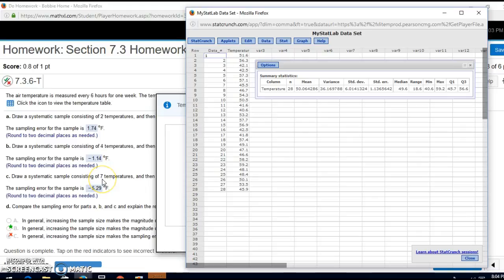For C, you're going to do the same thing. 7 is our sample. 28 divided by 7 is 4. So every 4 numbers, we're basically going to have 7 numbers. So every 4 numbers, that's 1. That's our second number. This is our third number. This is our fourth number, fifth, sixth, seventh. So you would add those numbers up and divide by 7 and get your sample mean. Take that sample mean and subtract it from your population mean. Remember, sample mean minus population mean.